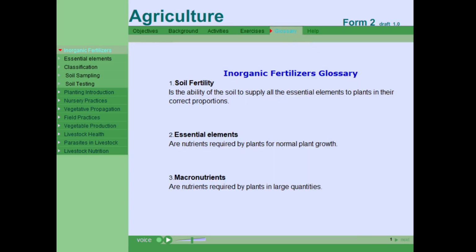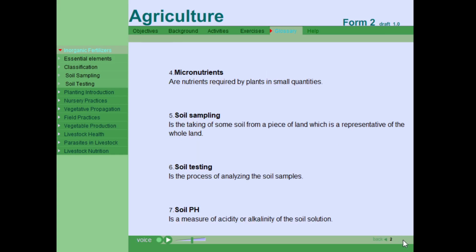Soil fertility is the ability of the soil to supply all the essential elements to plants in their correct proportions. Essential elements are nutrients required by plants for normal plant growth. Macronutrients are nutrients required by plants in large quantities. Micronutrients are nutrients required by plants in small quantities.